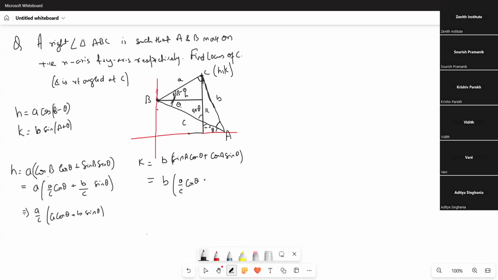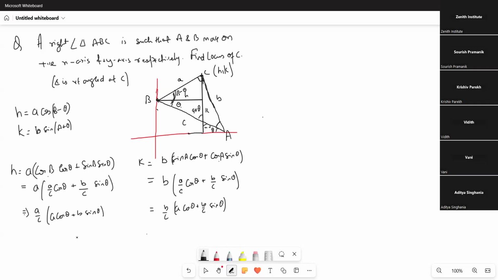So A by C cos theta plus what would be cos A? Cos A in the triangle would be B by C sin theta. So this is basically B by C A cos theta plus B by C sin theta. Does everyone follow this? Yes. Now how do you eliminate theta?